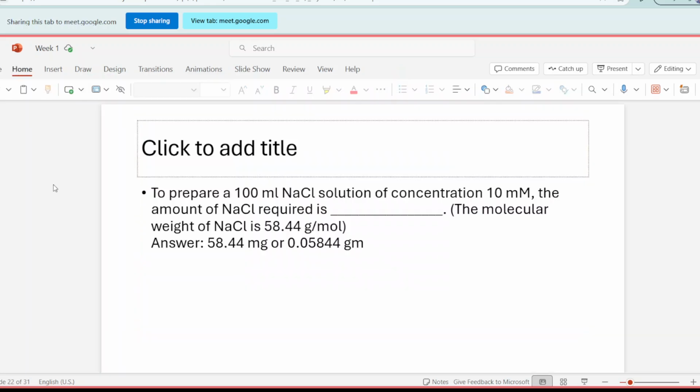The next question is, to prepare a 100 ml NaCl solution of concentration 10 millimolar, the amount of NaCl required is dash. Molecular weight of NaCl is given as 58.44. Given the answer here, but it's better if you calculate it. I'll show you how to calculate it later. Does anyone know what molarity is? Molarity, anyone? What is molarity?